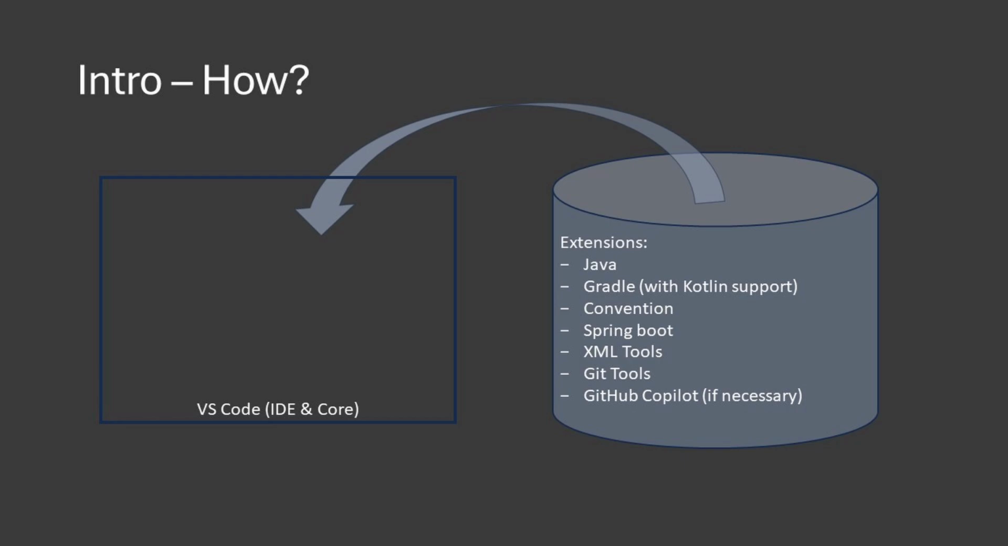When you install VS Code, you actually install the IDE with the core functionality, and you can then configure it to any kind of language that you want by installing extensions to it. VS Code also contains features like integration with GitHub, Git, and Copilot.